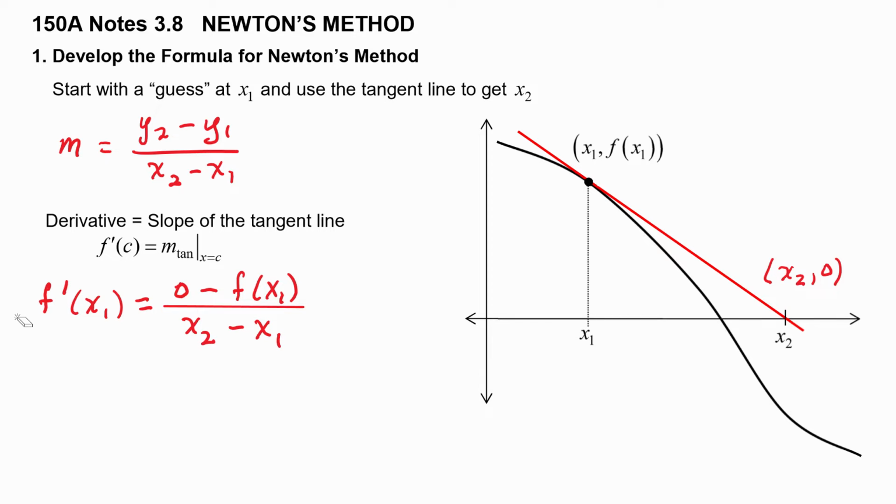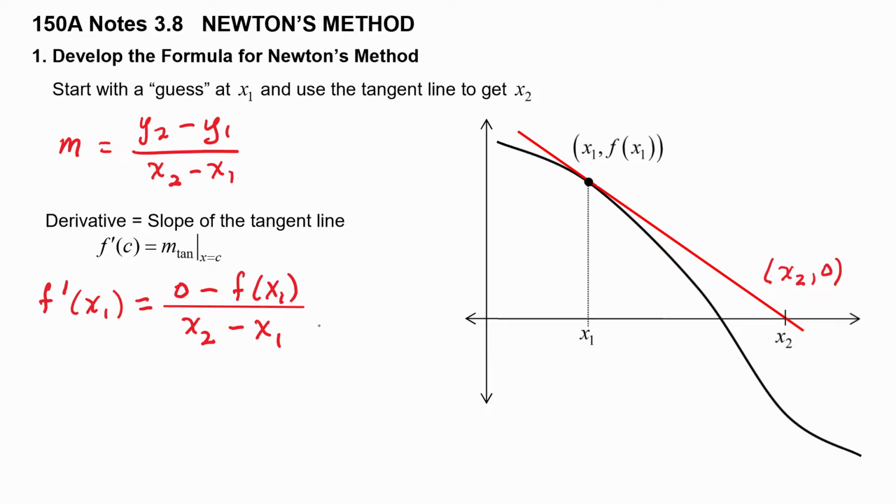Now, we know who x1 is because we picked it. We know who f of x is because that's the given function. We know f of x1, so that means I also know this value because I can take x1, which I know what it is, plug it into the derivative, which I could find. So we know everything in this equation except for x2. So what we're going to do is solve for x2.